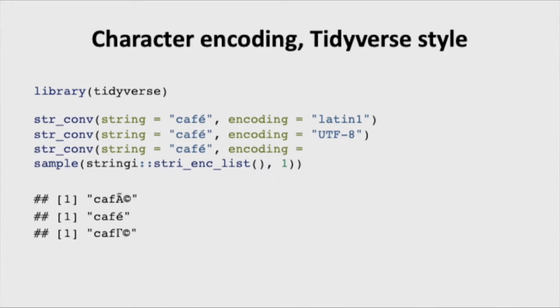So how does the Tidyverse tackle encoding? We turn to the stringr library, which is built on top of the extensive stringi package. We can specify the encoding of a string with the str_conv function. And for fun, let's create a little function here that applies a random encoding via the stri_enc_list function.